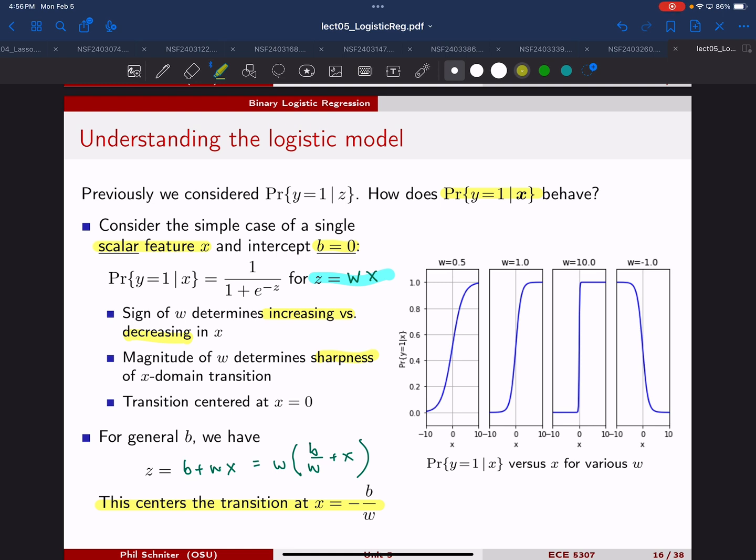Okay, so that's essentially when you are adjusting these parameters B and W, you're shifting and stretching that logistic curve. So we have a bunch of data and we want to shift it and stretch it in just the right way that it fits our data best. And that's what we're going to do with maximum likelihood.